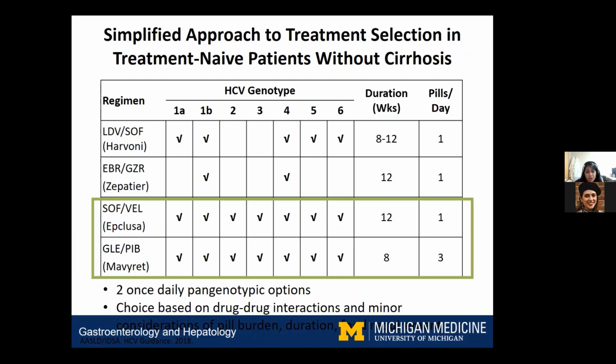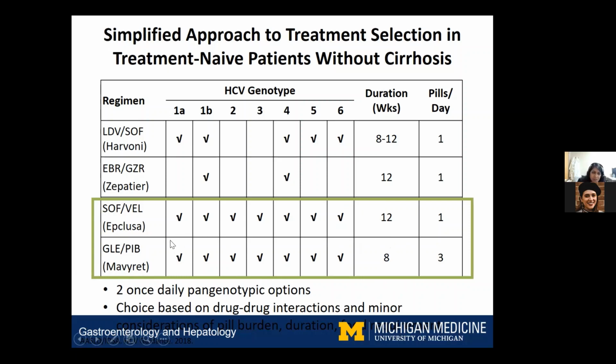The simplified approach is one that you can think about. So these are really two options in terms of starting, right? Sofosbuvir and velpatasvir, and glecaprevir and pibrentasvir. These are really the two pangenotypic options that we start with. And in terms of how you select one over the other, it's really a choice between you and the patient. I have put together some additional information here, including the duration.